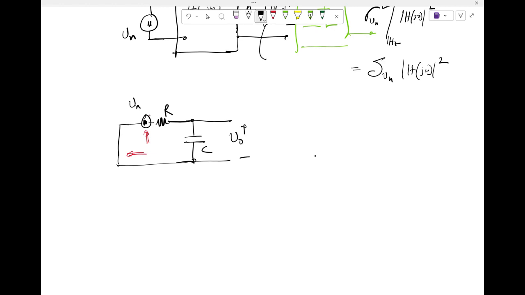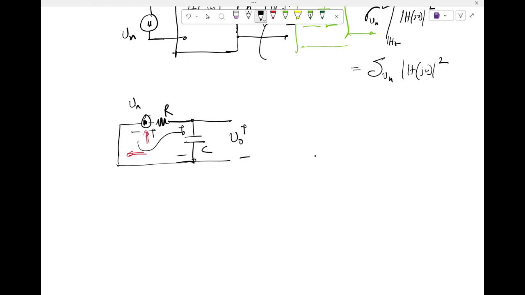So now what do I know? I know the power spectral density of the noise source, correct? And I'm interested in the power spectral density at the output. Okay. So now what should I do? I need to find out the transfer function from this noise source to output. Correct? So step 2 is find out the transfer function from the noise source to output.